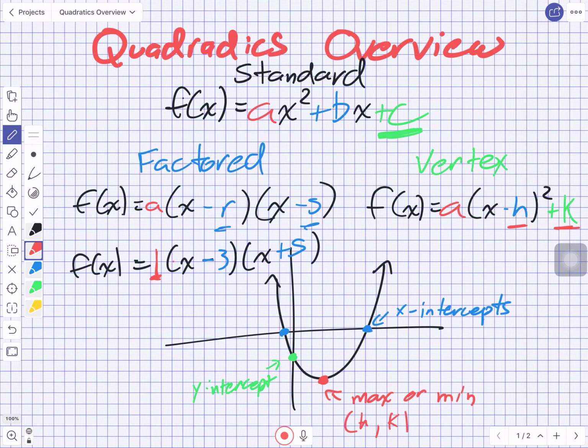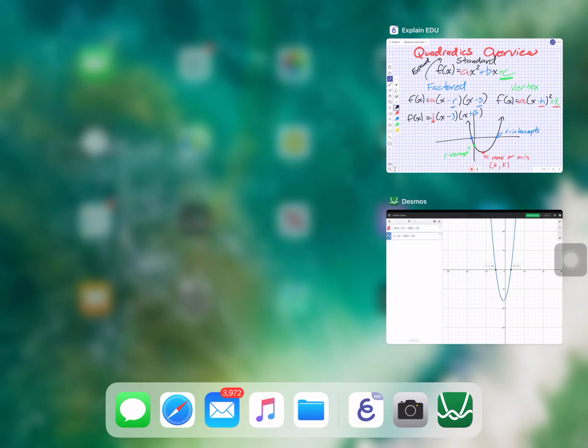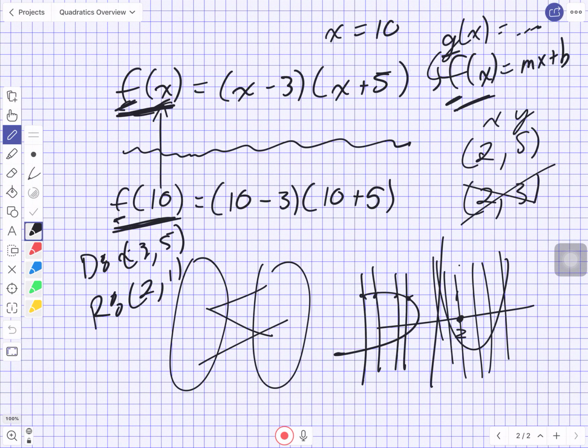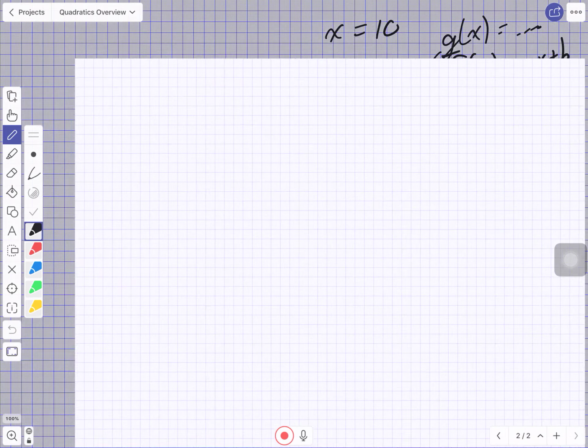So I have the factored form. I need to find the standard form. And to go from factored to standard, you expand. Technically, you expand and simplify, but we're just going to say expand in this case, okay? So, actually, we'll jump to another page here. So, we're going to go about expanding.